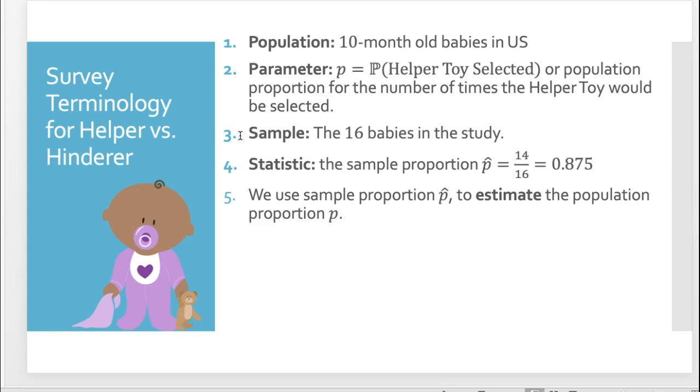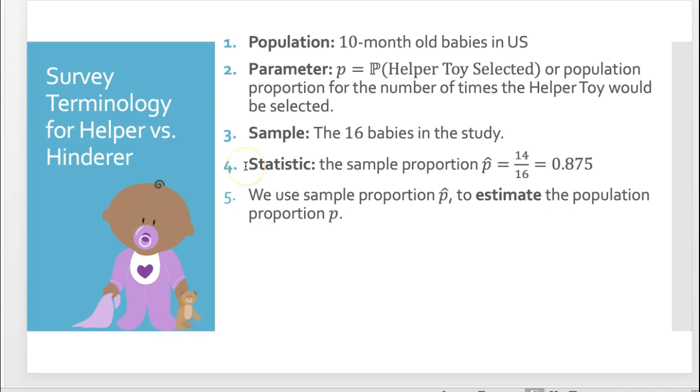Okay, were they randomly selected from the population of 10-month-old babies in the US? I could go back and check this, but I'm just assuming it's the 10-month-old babies in the US. It could have just been within a state or something like that, but I just put that there. But anyways, how did they collect these 16 babies in the study, and why only 16? Why didn't they do more? But anyways, that's our sample, the 16 babies.